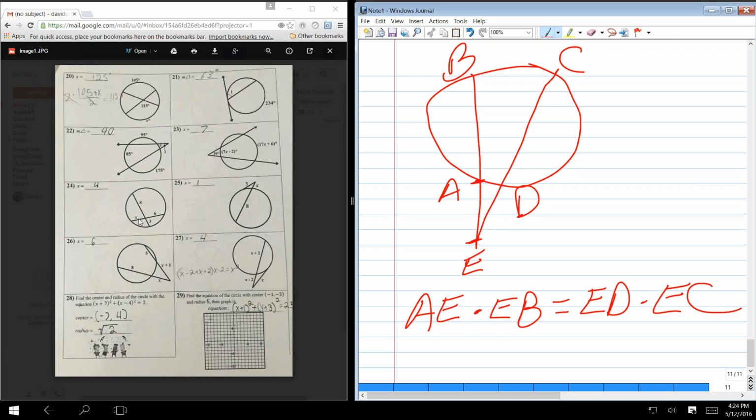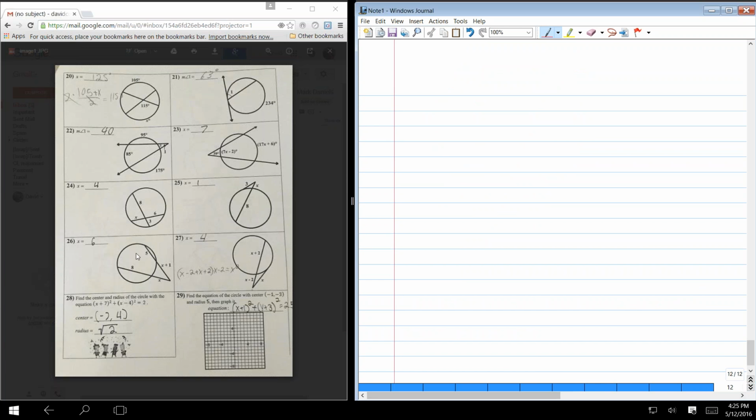The chords, it's this segment times this segment equals this segment times this segment. This is much more complicated. This is this segment times the whole chord, or the whole secant line, equals this segment times its entire secant line. So, what equation can I write from figure 26?